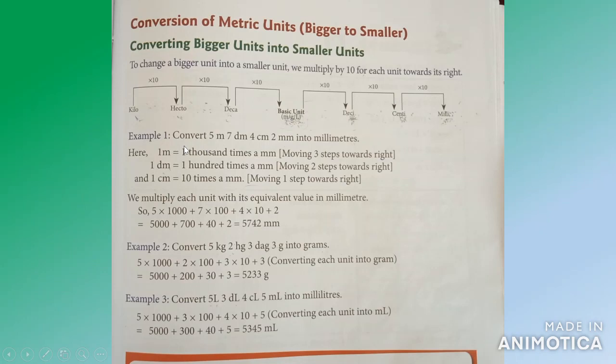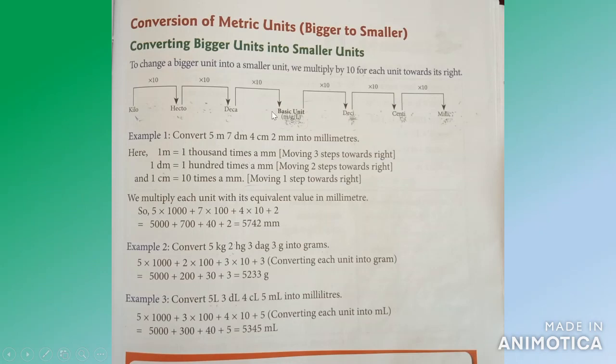Now we'll move on to an example for you to understand more clearly. Example 1: convert 5 meter, 7 decimeter, 4 centimeter, 2 millimeter into millimeters. So here we have 1 meter. For example, we keep this 5 away for some time. So we take 1 meter. So 1 meter is 1000 times a millimeter.